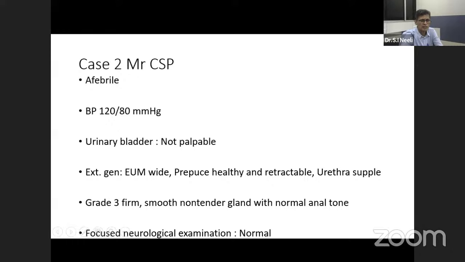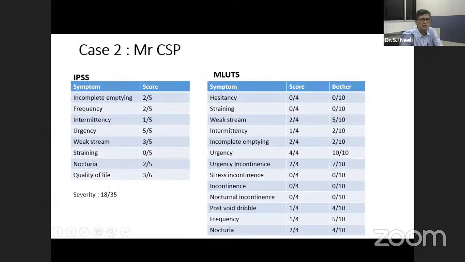On digital rectal examination, he had a grade 3 gland, firm, smooth, non-tender, with normal anal tone, and his focused neurological examination was also within normal limits. On IPSS symptom scoring, he was mainly bothered by urgency, which was 5 out of 5, while the other symptom which was worrying him was the weak stream, which was affecting his quality of life. He had moderate severity of symptoms.